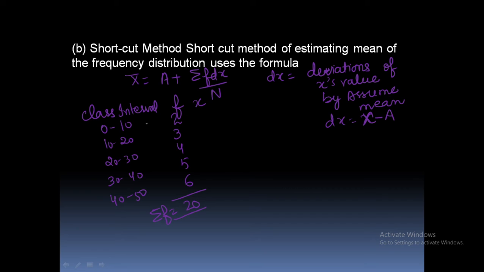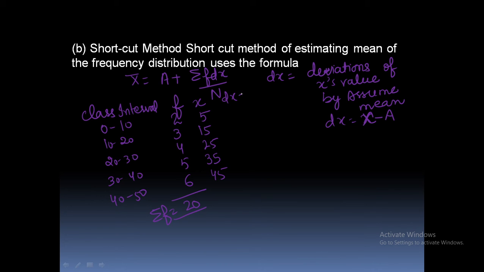First of all, you have to find out mid values. Now small x is equal to 0 plus 10 divided by 2, that is 5. 10 plus 20, 30, 30 divided by 2, 15. 20 plus 30, 50, 50 divided by 2, 25. 30 plus 40, 70. 70 divided by 2, 35. And 40 plus 50 divided by 2, 45.